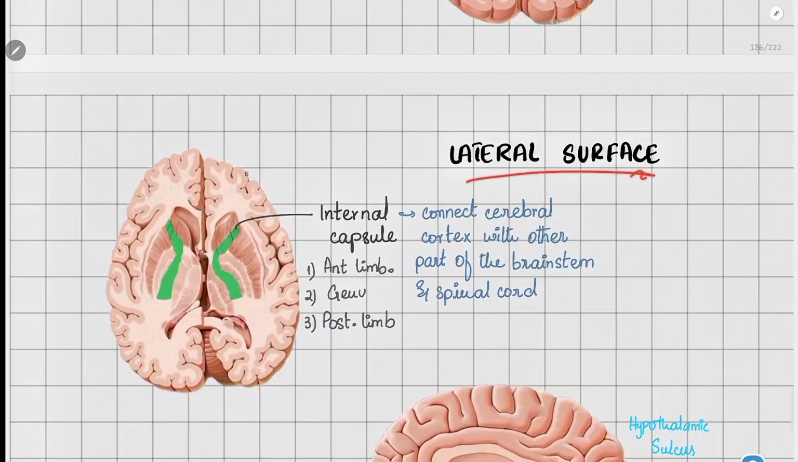On the lateral surface, you can observe the internal capsule dividing the basal ganglia and the thalamic nuclei. The internal capsule comprises of three parts: anterior limb of the internal capsule, genu of the internal capsule, and the posterior limb of the internal capsule.